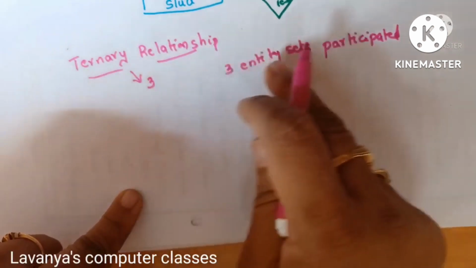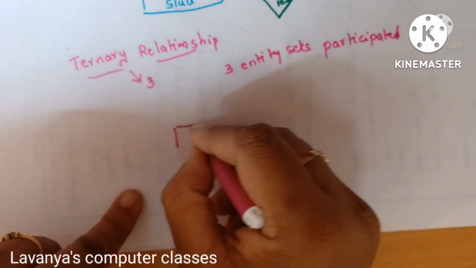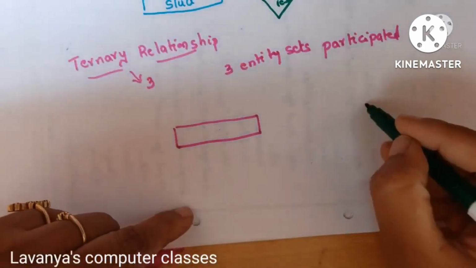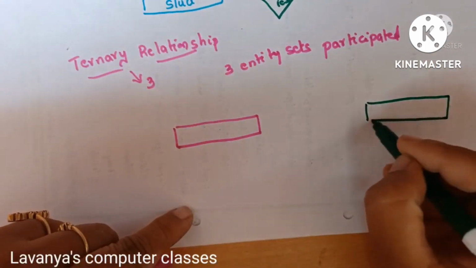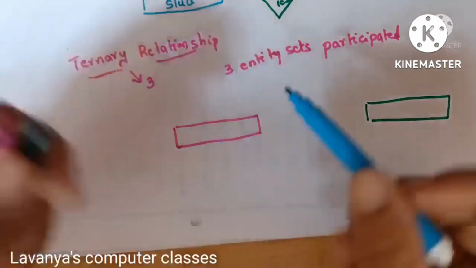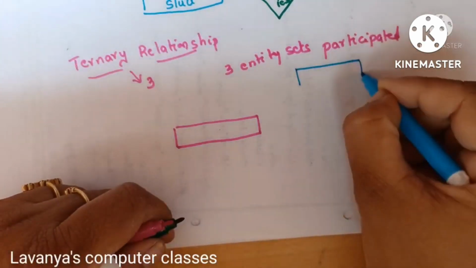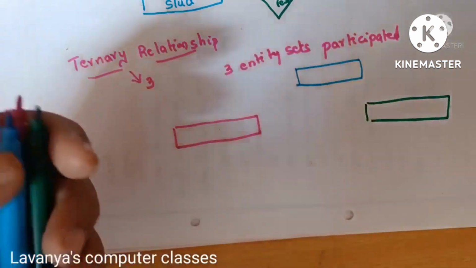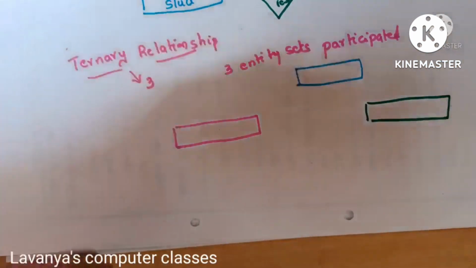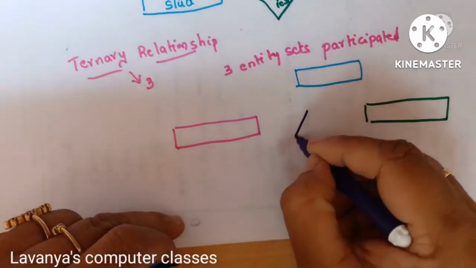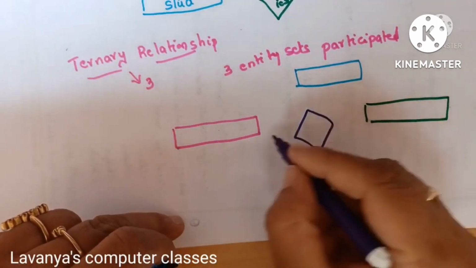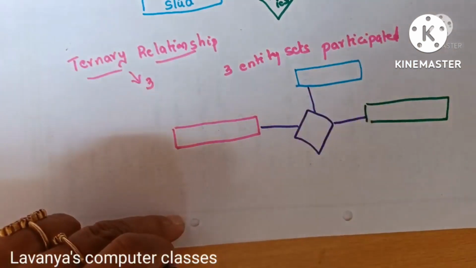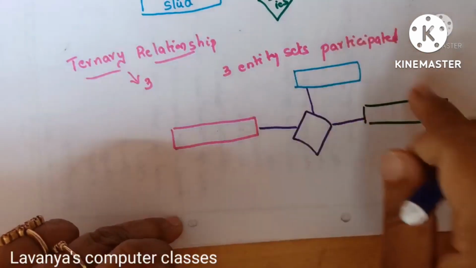How to draw this relationship: take any three entity sets. This is an entity set, a rectangle box. Second entity set and third entity set. These three entity sets are connected with one relation. The relation diagram is a rhombus. So this is the relationship diagram. All three entity sets are connected with this relation. So this is called a ternary relationship.